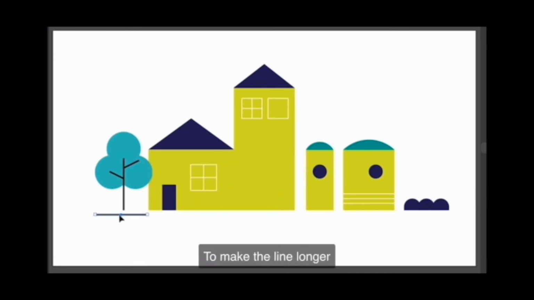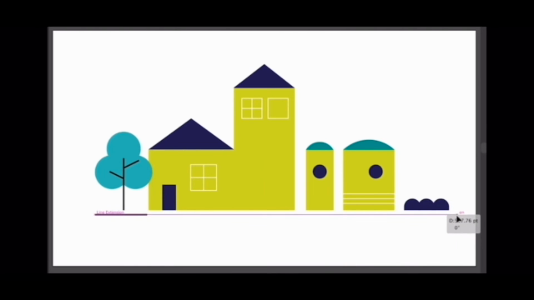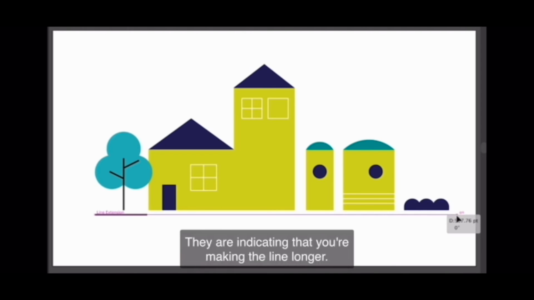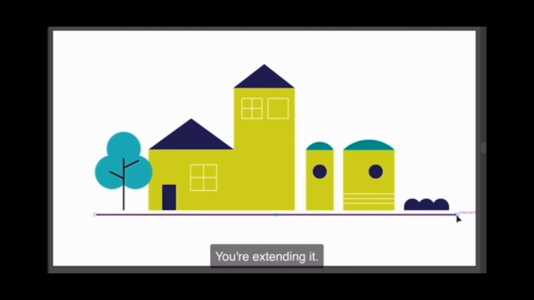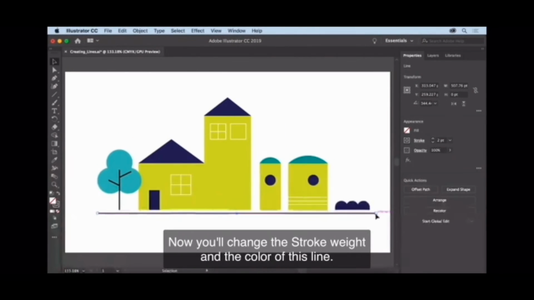To make the line longer, drag the right end of the line to the right. You see these magenta lines again, called smart guides. They are indicating that you are extending the line to the right. Now you change the stroke weight and the color of this line.